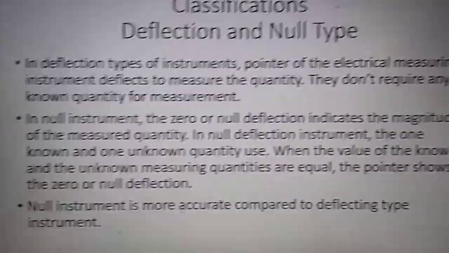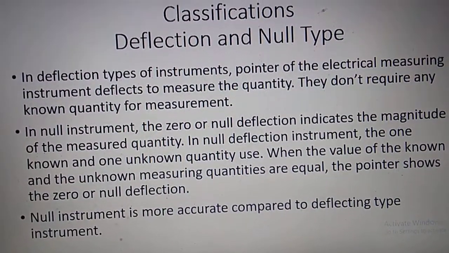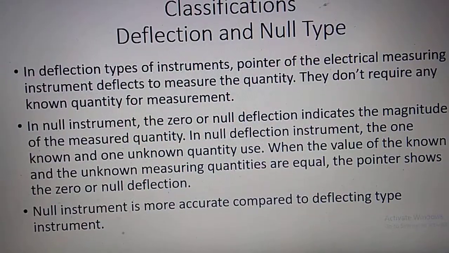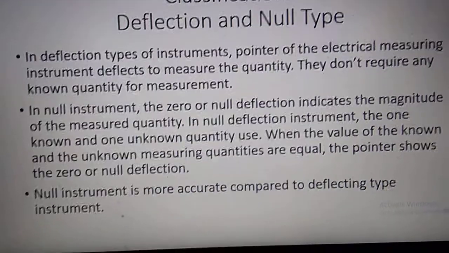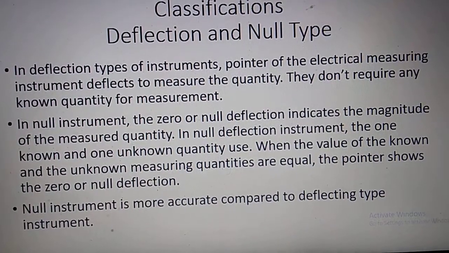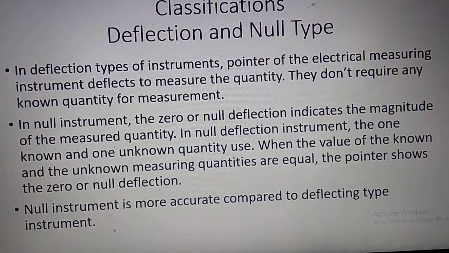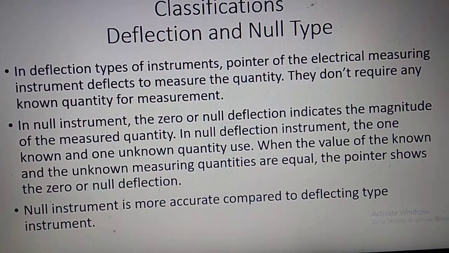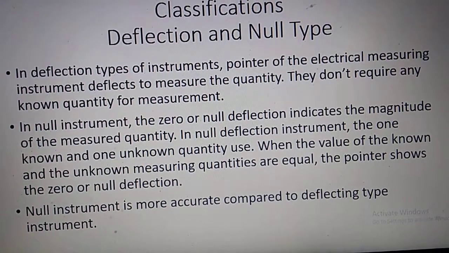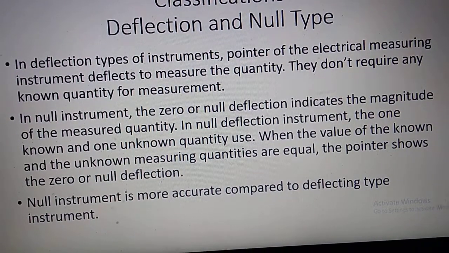Now, another type of classification includes deflection type instruments and null type instruments. What are deflection type instruments and null type instruments? You have seen the pointer type instruments, where there is a moving pointer in the analog instruments. In that case, there are two types also. The first one is the deflection type, another is the null type.